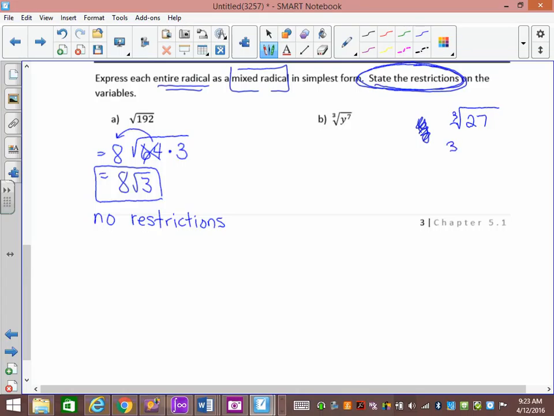So I could go cube root of 27, I could break it down into 3 times 3 times 3, and because I have 3 of them, I can pull a 3 out. So it would actually be 3 cube root nothing. So it would just be 3. That's why the cube root of 27 is 3.